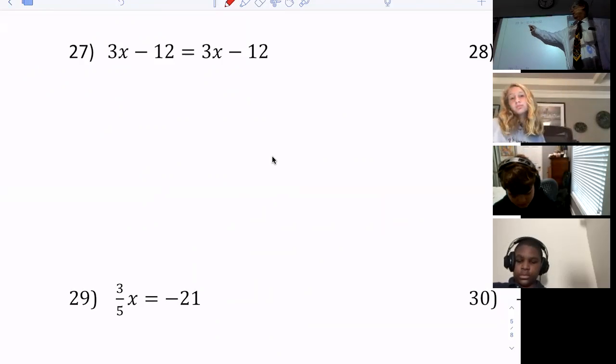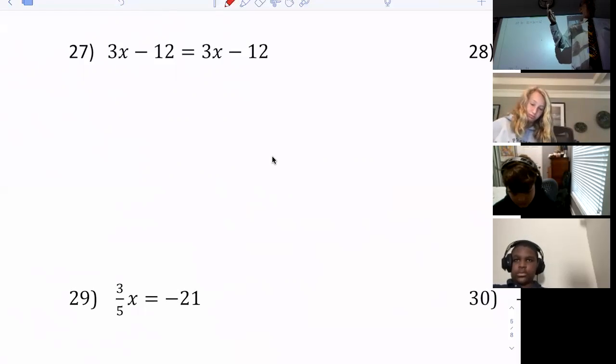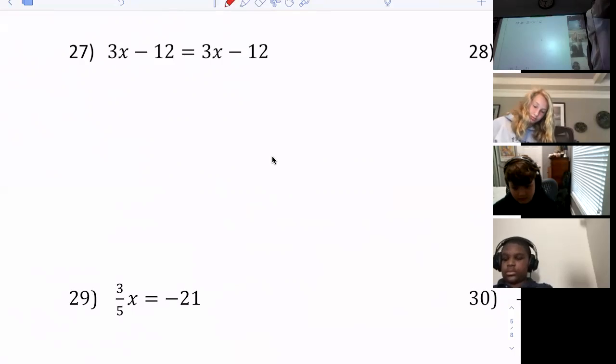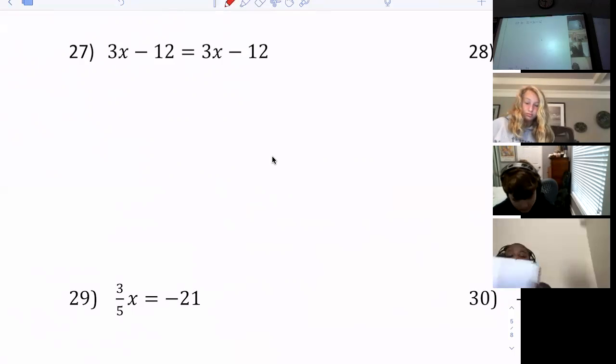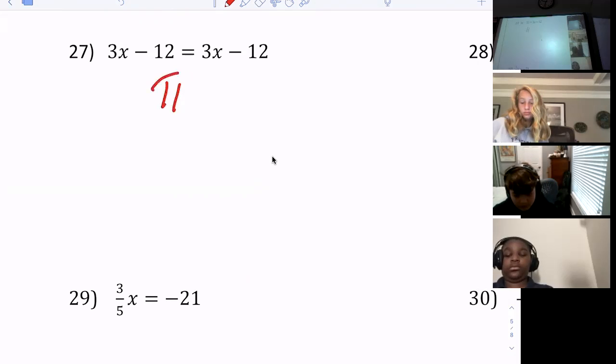When does 3x minus 12 equal 3x minus 12? It's an identity. The reason it is an identity is because it is exactly the same. Everything on the left is exactly the same thing as on the right. Before you start a problem, you should look at it. If you just start working, you're not realizing the big picture. 3x minus 12 always equals 3x minus 12. Therefore, it is all real numbers.